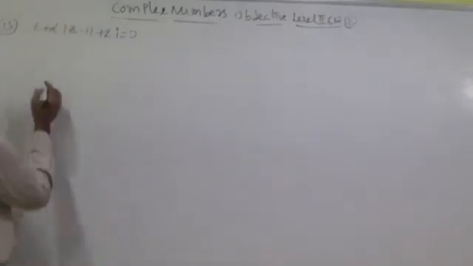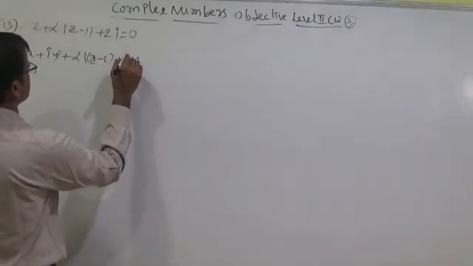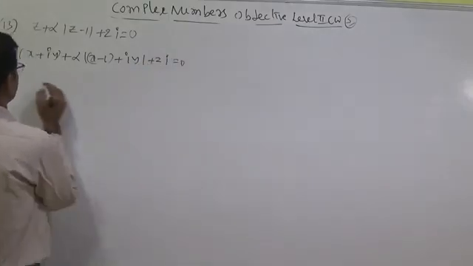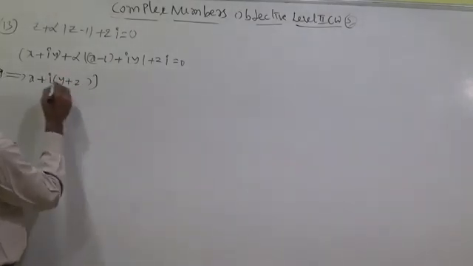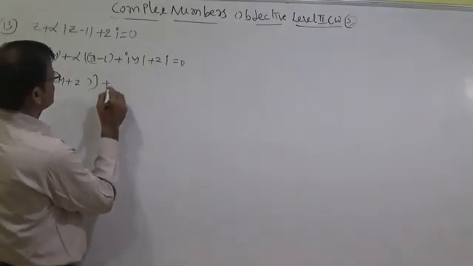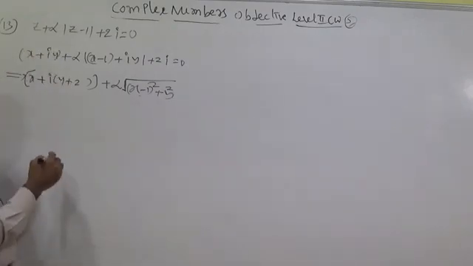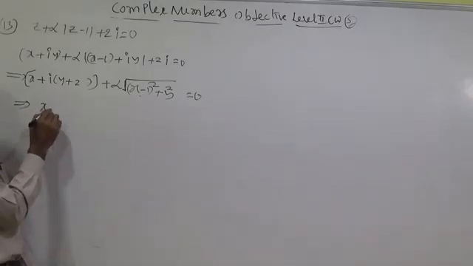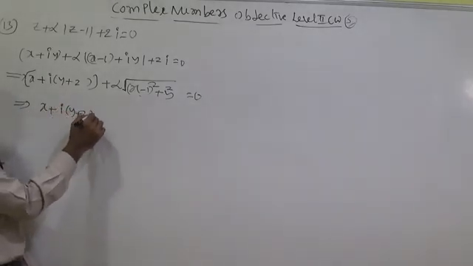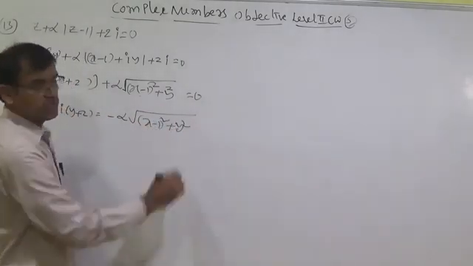So we should convert the complex number into a quadratic equation. So here write x plus iy plus alpha into the modulus of x minus 1 plus iy, plus 2i equal to 0. That implies x plus i taken common, i into y plus 2, plus alpha into modulus, meaning root of x minus 1 whole square plus y square, is equal to 0. That implies x plus i into y plus 2 is equal to minus alpha into root of x minus 1 whole square plus y square.